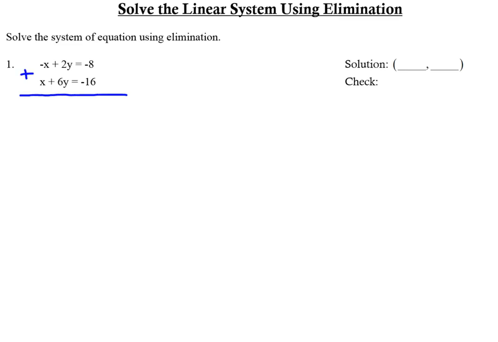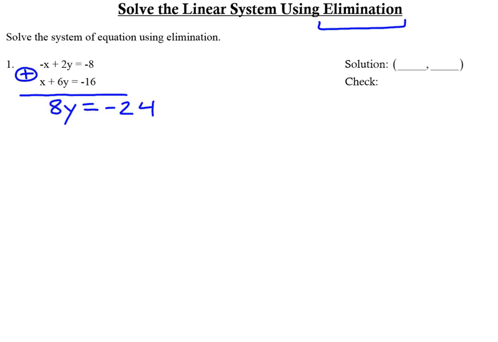So I'm going to add these two equations together. When I add negative x and positive x, I get 0. When I add 2y and 6y, I get 8y. And when I add negative 8 and negative 16, I get negative 24. So, just by adding these two equations together, I don't have any x anymore, and I can solve for y immediately. So this is called elimination because all of a sudden x is gone.